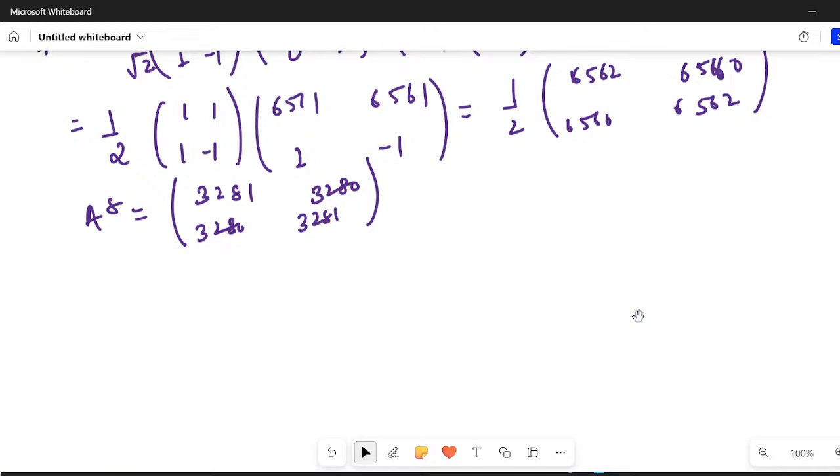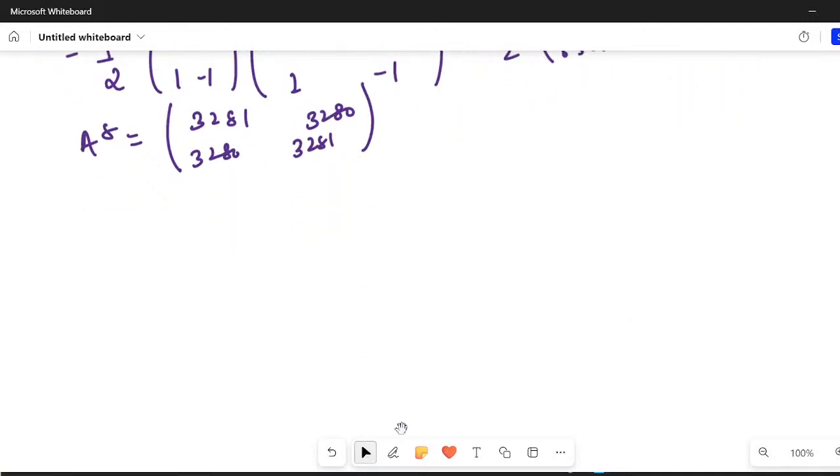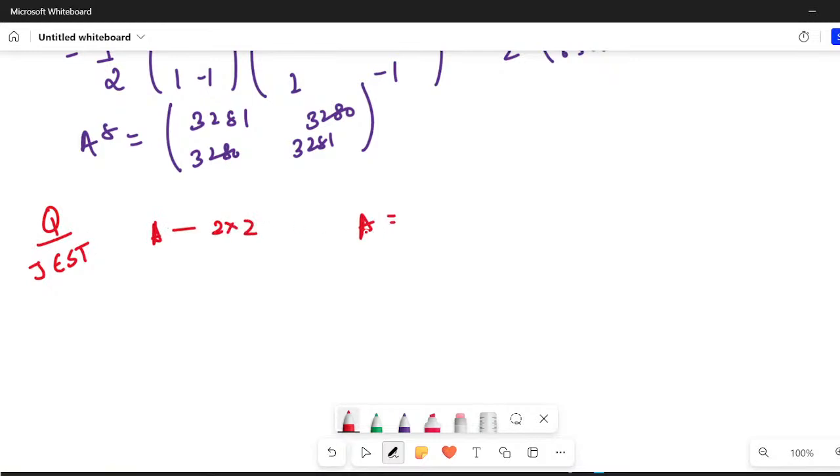Okay. Now you see, one of the questions. It's not always necessary. Let me help you with an example, and then we'll see. This particular question was asked in the JEST examination. The question said, consider matrix A of 2 cross 2, and the matrix A is given by 1, 13, 0, and 1. And then the question was asked, what is A raised to power 27? This is what was asked in the JEST exam.